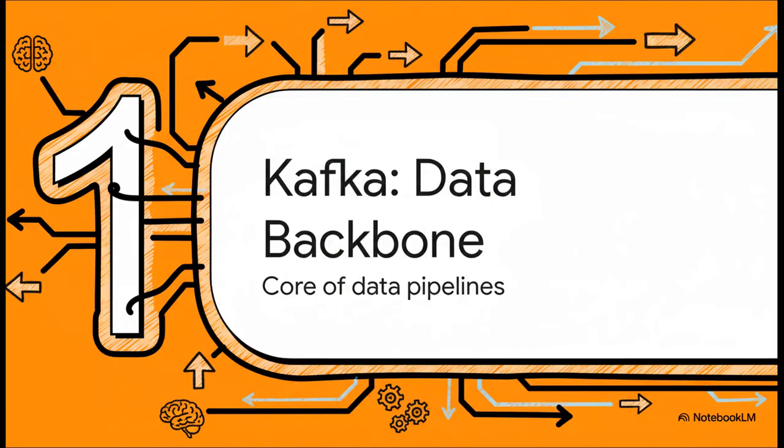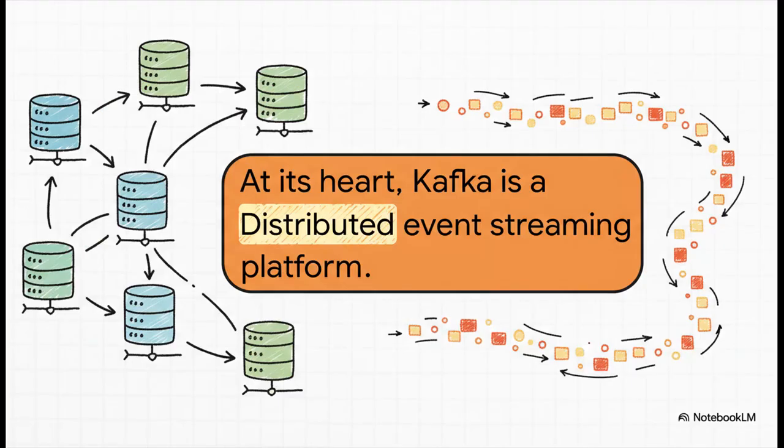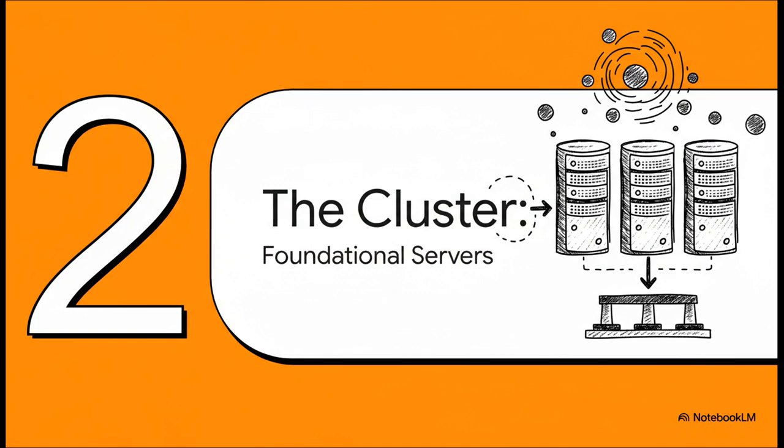Okay, first things first. Let's establish what we're really talking about here. The best way to think of Kafka is as the central nervous system for any modern application that depends on real-time information. Now, don't let the fancy jargon scare you off. Distributed, that simply means it isn't stuck on a single machine. It runs across many. And event streaming? Well, that's just a cool way of saying it handles data on the fly, as it's happening, not in some slow batch process later.